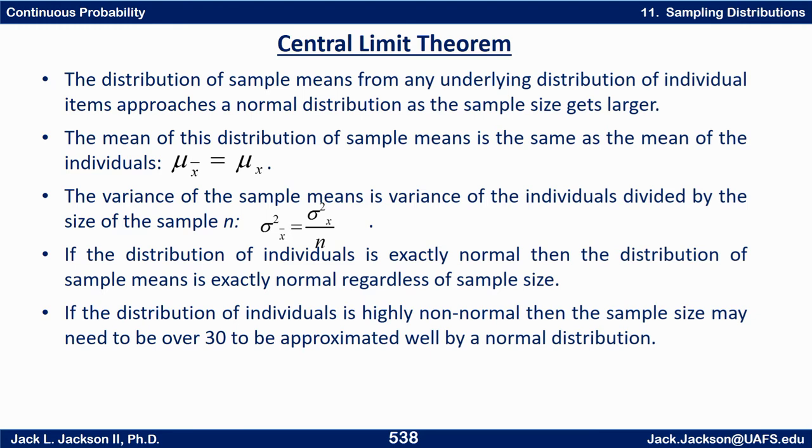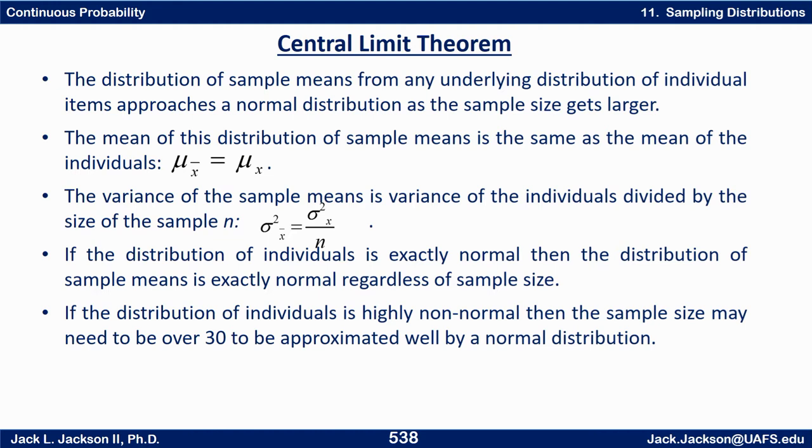Once again, the mean of the distribution of sample means is the same as the mean of the individuals. Mu of x bar equals mu of x. The variance of sample means is the variance of individuals divided by the size of the sample. So sigma square of x bar is sigma square of x divided by n, which of course, take the square root of that and you have the standard deviation of the x bars, or standard error of the mean.